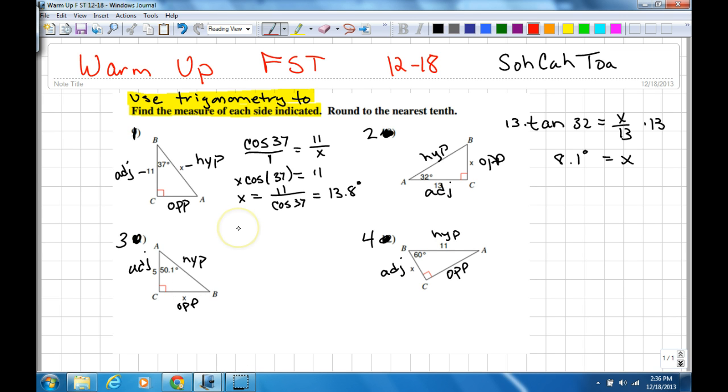We have an opposite and adjacent again. So which one are we going to use? Tangent again. So tangent 50.1 equals x over 5. So I have to solve for x. Multiply both sides by 5. So what does my x end up being on this one? 5 times tan 50. So what is that? 4.2? What is tan 50?